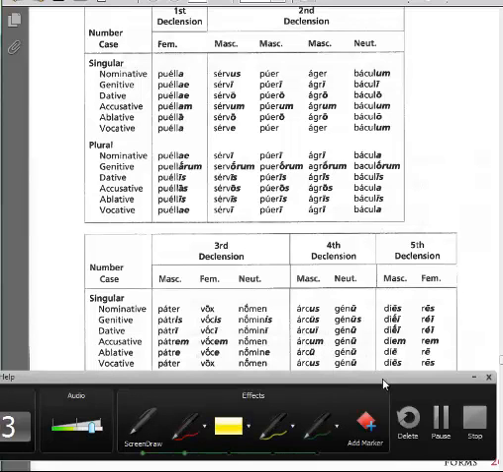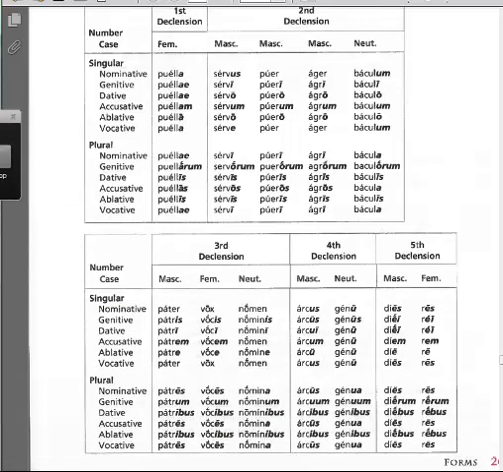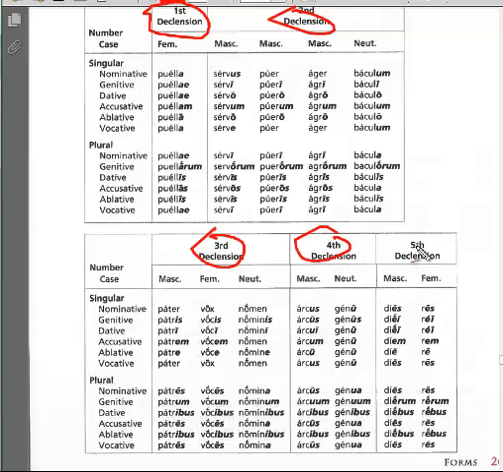Okay, so declensions are categories for nouns, and they're based entirely on the endings that the noun uses. If you look at this, here's first declension, here's second declension, and obviously from this there are 5 declensions. And if you look at the nouns in each declension, they each use different endings.